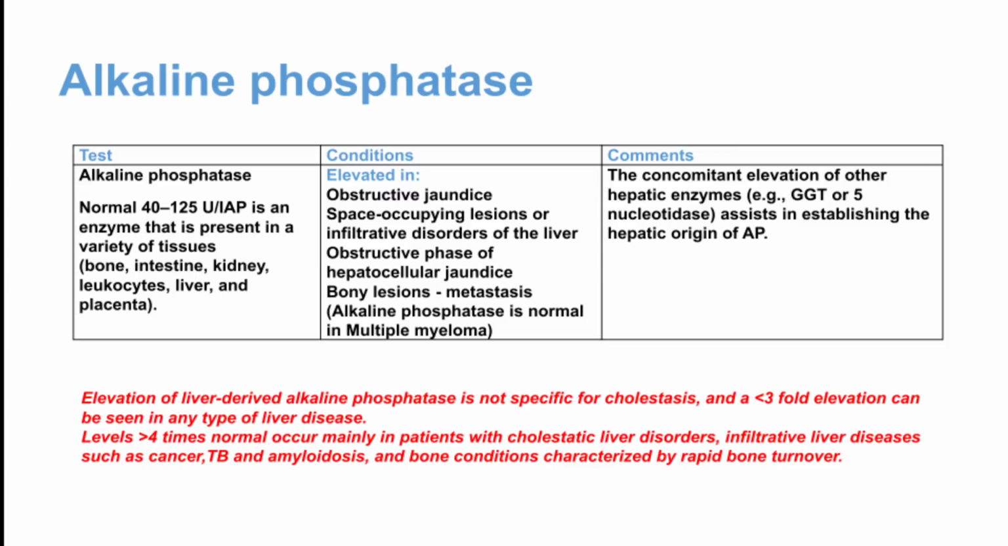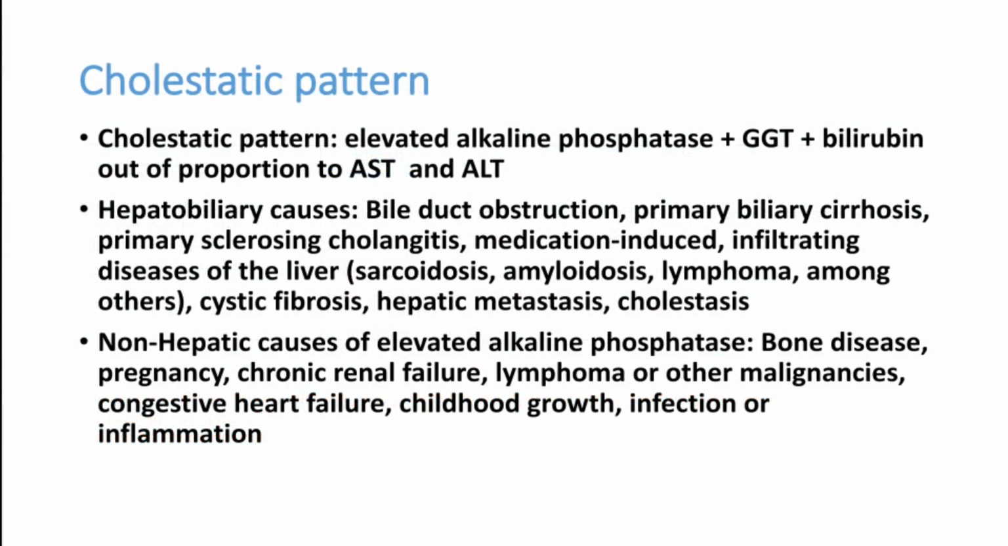If alkaline phosphatase is elevated and other liver markers are also elevated, we have to suspect hepatic origin. If nothing else is elevated, only alkaline phosphatase, then we have to suspect bony lesions. Now, cholestatic pattern means alkaline phosphatase is elevated, GGT is elevated, bilirubin is elevated, SGOT, SGPT is elevated, then it is a cholestatic jaundice. If only alkaline phosphatase is elevated, then we have to suspect bone diseases.